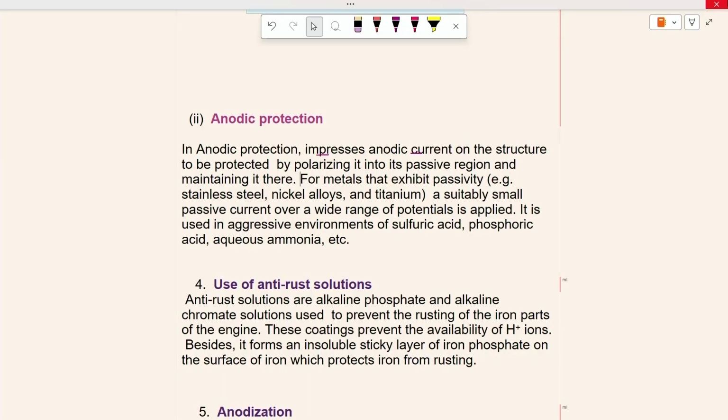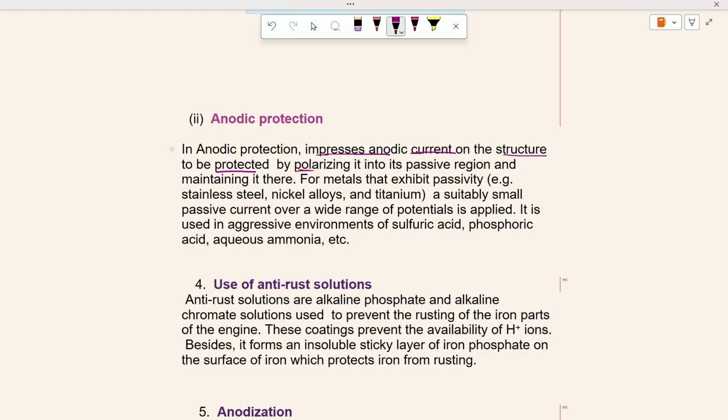Anodic protection is similar to impressed current cathodic protection, in which we are supplying DC power and protecting the structure or the metal to be protected as the anode. In the other case, the structure was maintained as the cathode to protect it. In this case, we will be protecting it by making it anode. So anodic protection is where we have an impressed anodic current on the structure to be protected. Remember, it is made as an anode.